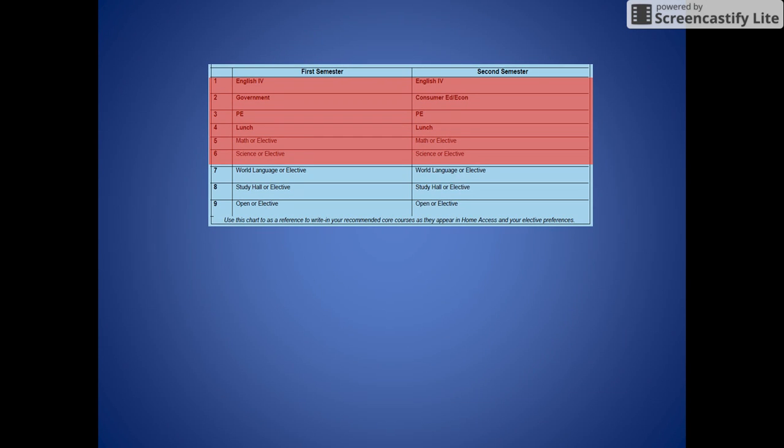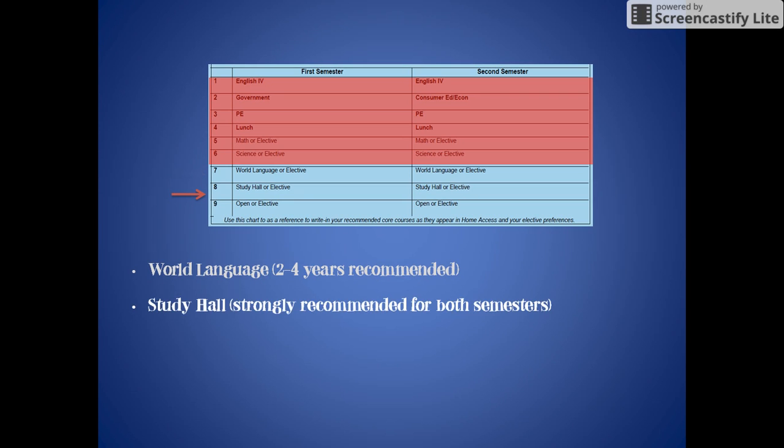So first we'll focus on world language. While world language is not a graduation requirement, if you are successful in a world language class and planning on applying to college, we do recommend that you take at least 2 to 4 years. And as always, your counselor will recommend that you have a study hall both semesters. This will give you time to meet with your teachers and visit resource rooms if you need additional support.